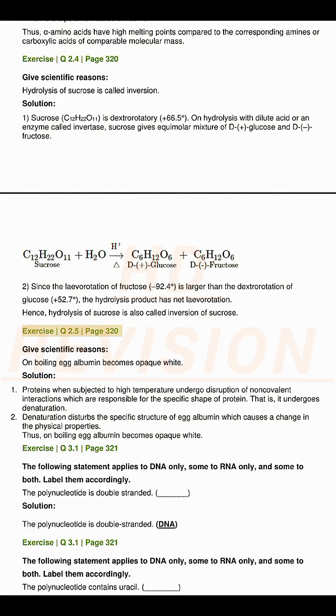Exercise Q2.5, page 320. Give scientific reasons. On boiling egg, albumin becomes opaque white. Solution: 1. Proteins when subjected to high temperature undergo disruption of noncovalent interactions which are responsible for the specific shape of protein. That is, it undergoes denaturation. 2. Denaturation disturbs the specific structure of egg albumin which causes a change in the physical properties. Thus, on boiling egg, albumin becomes opaque white.